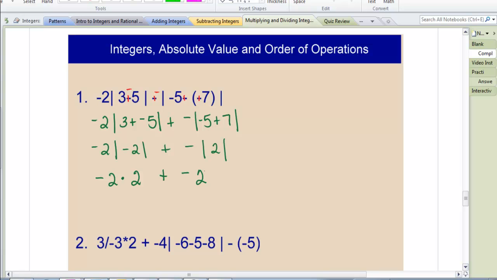Now we need to make sure we continue using our order of operations. So when choosing between multiplying or adding, we're always going to multiply first. -2 times 2 is -4 plus -2, which gives us -6. So now we're going to move on to the next problem.